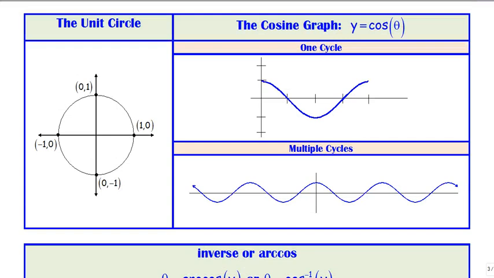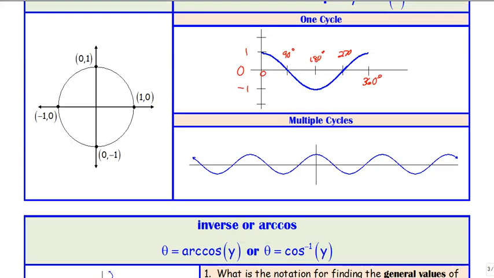Cosine, again, the only thing that's different is now at 0 the value is 1. So 1, negative 1, 0. So the angle is 0, 90, 180. And again, if you do it in pi's, it'd be pi over 2, pi, 3 pi over 2. And we're back at 360. So again, a full cycle is still 360 degrees, or 2 pi.